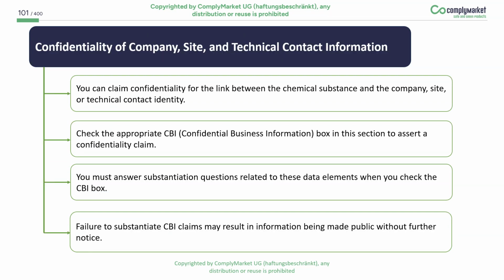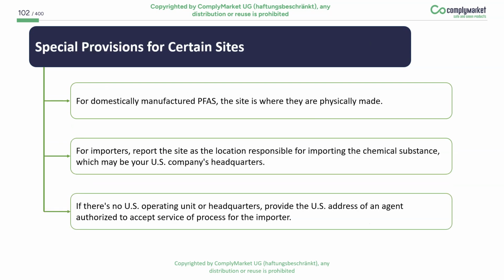You can claim confidentiality of company site and technical contact information, and you can claim confidentiality for a link between the chemical substance and the company site or technical contact. You have to check the appropriate CBI, confidential business information box, and if you forget that, the information will be published. But you have to answer substantiation questions related to that. I will show you.